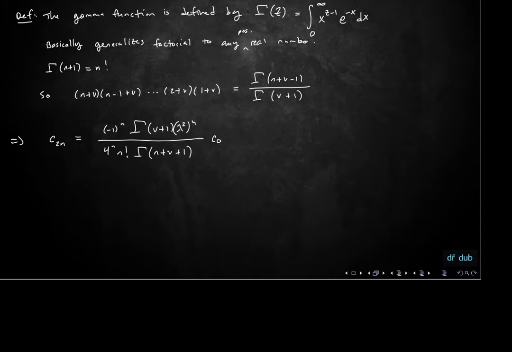So also, if we choose C0 to be of the form lambda to the v over 2 to the v gamma of 1 plus v, then this simplifies our solution.